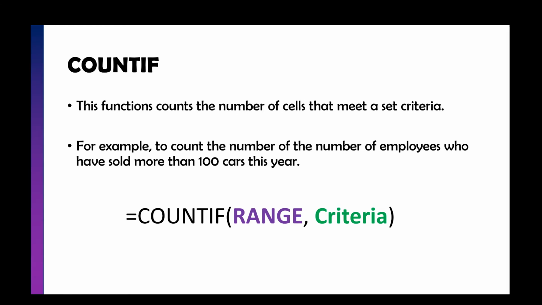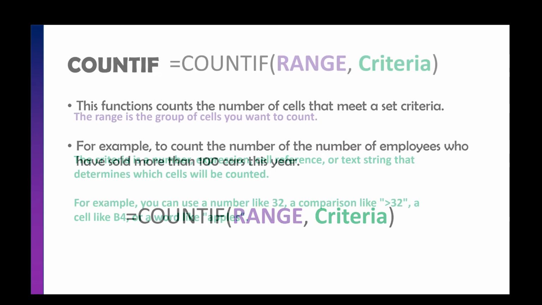And lastly, the hardest one is count if. So this counts the number of cells that meet a set criteria that you have to set yourself. So you could say, count all the numbers of cars that have sold more than 100 or something like that. You can see the example on the screen, count the number of employees who have sold more than 100 cars, or count all number of cars that have got less than 1,000cc, or something like that.